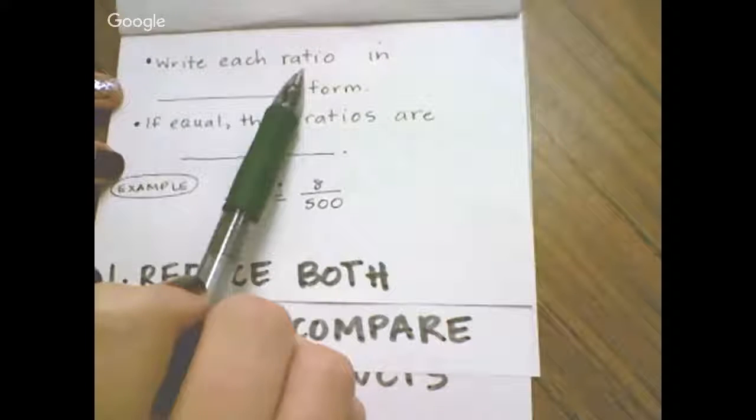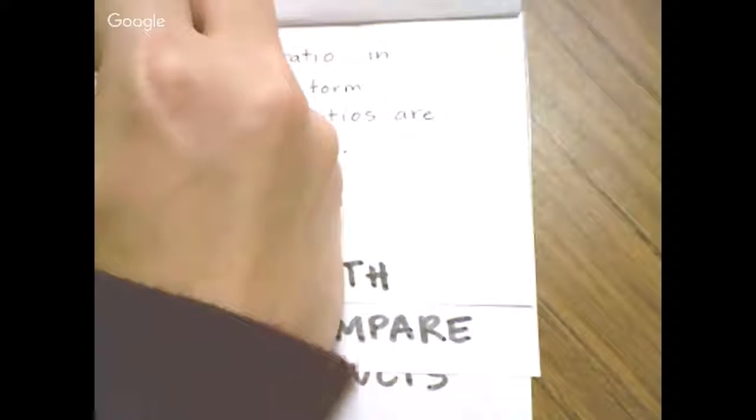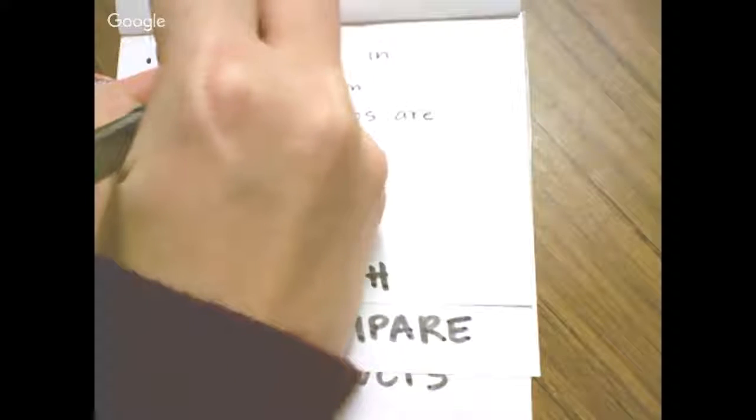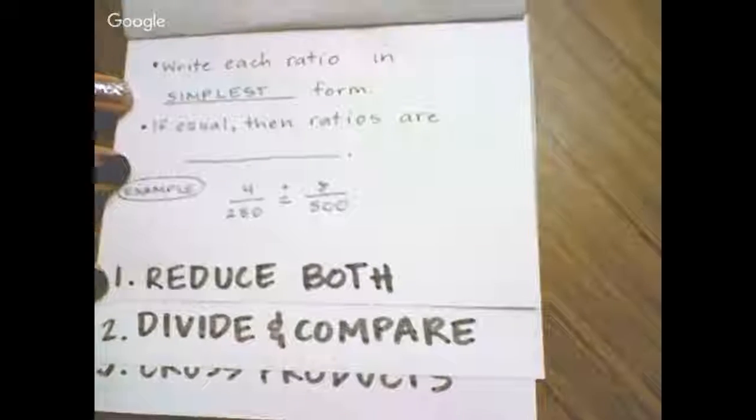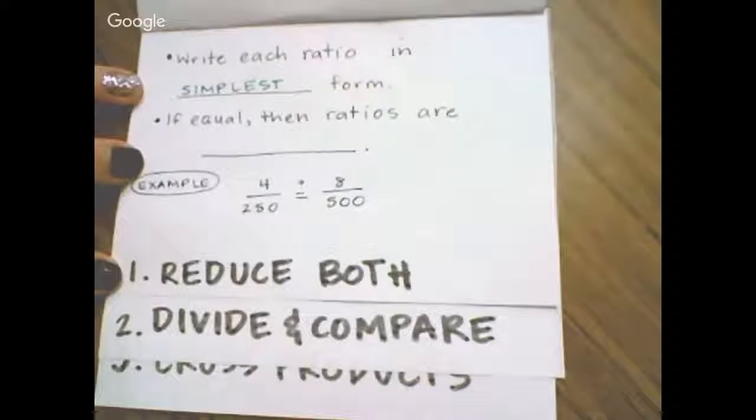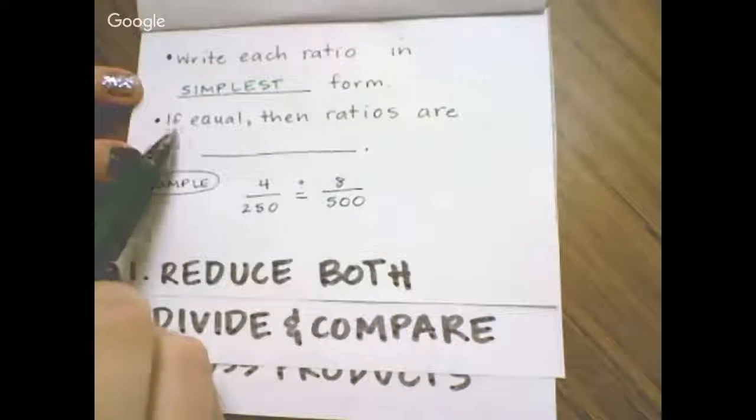So you're going to write each ratio in simplest form. Okay? If they're equal, then the ratios are equivalent.